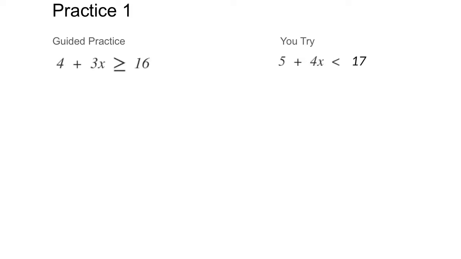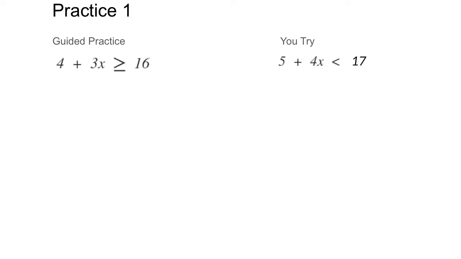Okay, for these next set of problems, I'm going to give you a guided practice, and that will allow you to use that as a way to solve one on your own. And then I'll show you how to solve the one on your own. So let's start on the guided practice.